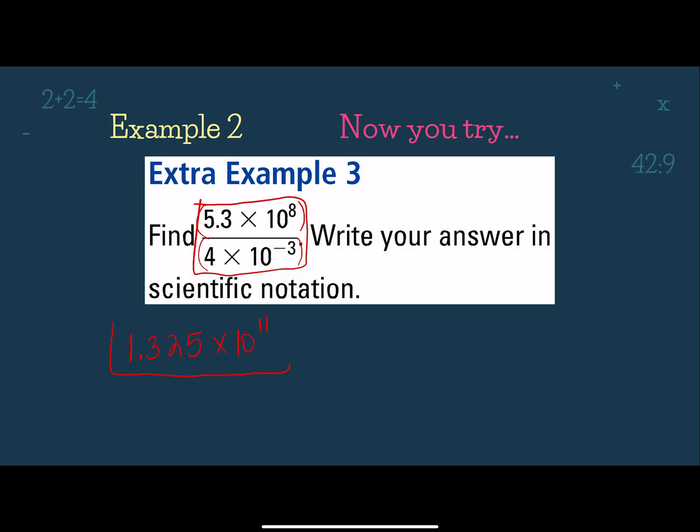If you got that right, good job. If not, I want you to try again until you do get that. Figure out what you're doing wrong. If you can't figure it out, send me an email and I'll try to figure it out with you, I should say.